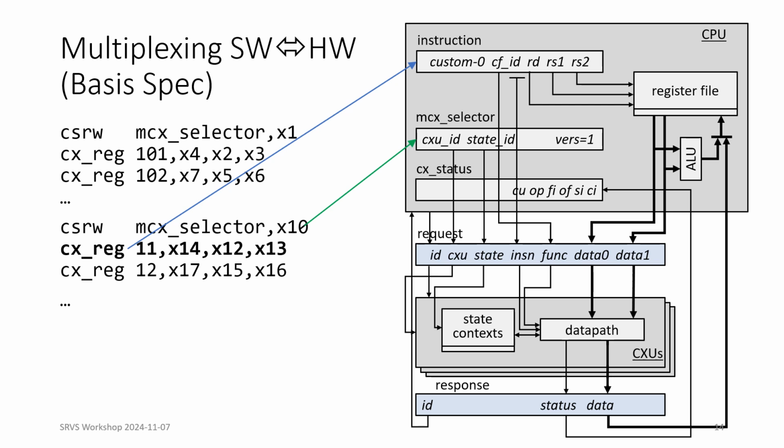This request selects a specific CXU and a specific state context within that CXU, and provides the operands to perform the selected custom function, possibly updating the state. The response data is written back to the destination register, and any error response status is accumulated in the CX status register.